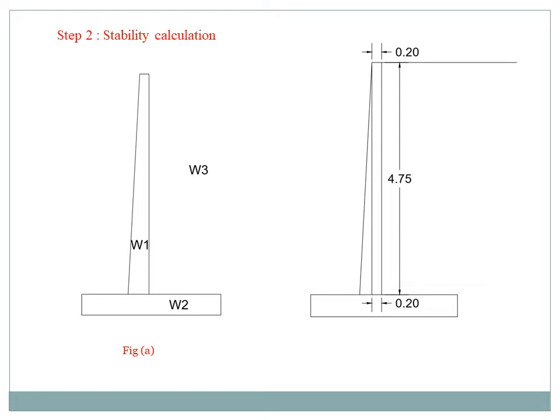Now we can split the vertical portion. The vertical portion is a trapezoidal portion, so we need to split it into a rectangular portion and a triangular portion. See the diagram, see figure B, you can understand easily. So mark the values.